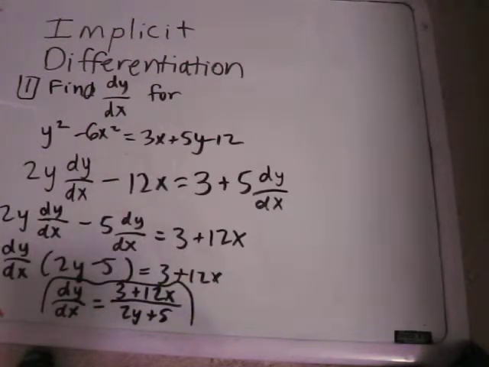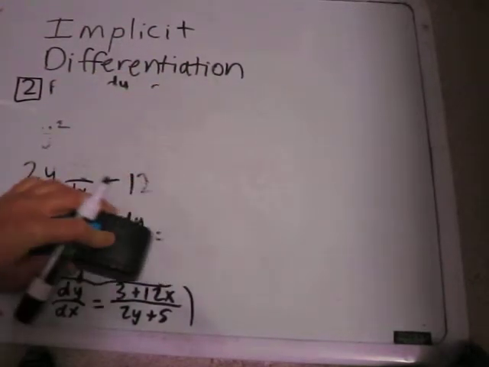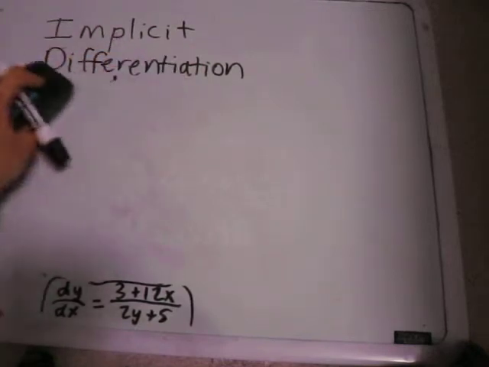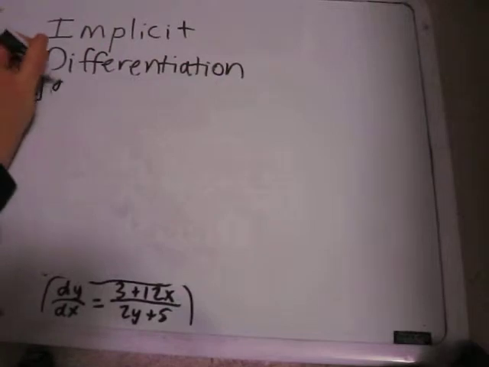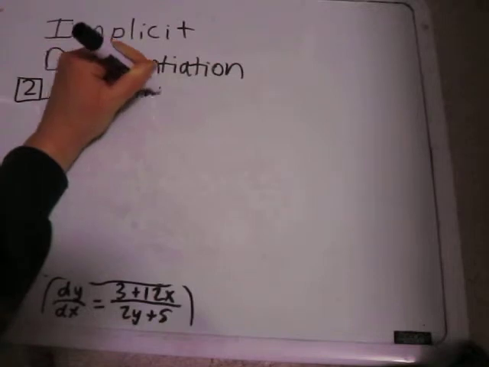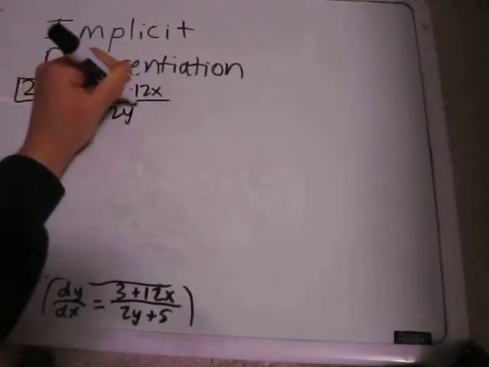Okay, let's do another example. We're going to use this same problem, but we're going to find the actual slope at a specific point. So, example 2, but I'm going to write this equation at the top so we remember what we did: dy/dx equals 3 plus 12x divided by 2y plus 5.